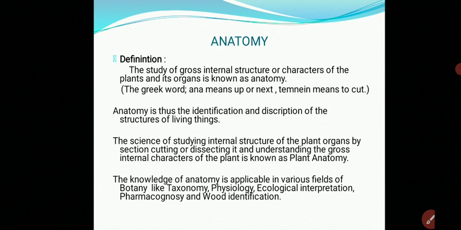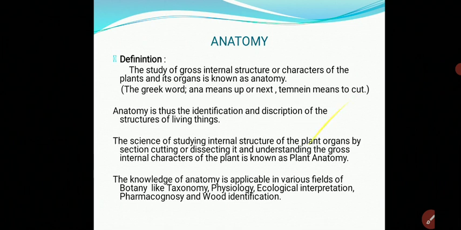So, anatomy is thus identification and description of structures of living things, or the science of studying internal structures of plant organs by section cutting or dissecting it and understanding the gross internal characters of plant is known as plant anatomy. Now, the knowledge of anatomy is applicable in various fields of botany like taxonomy, physiology, ecological interpretation, pharmacognosy, and wood identification. So let's discuss how these anatomical or internal characters of plant are important in different fields of botany.